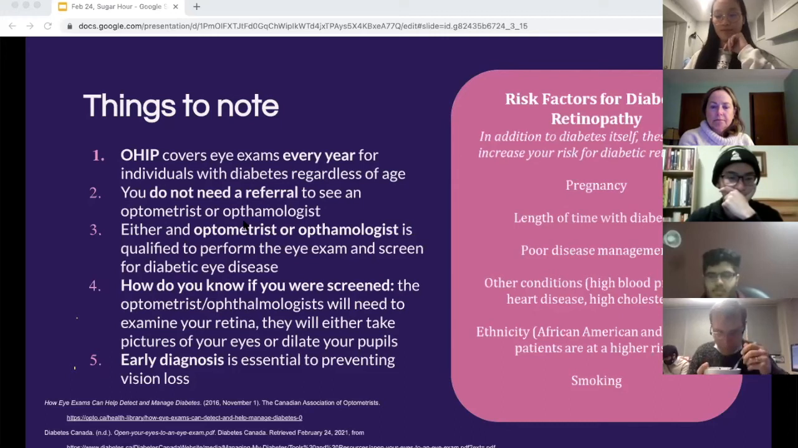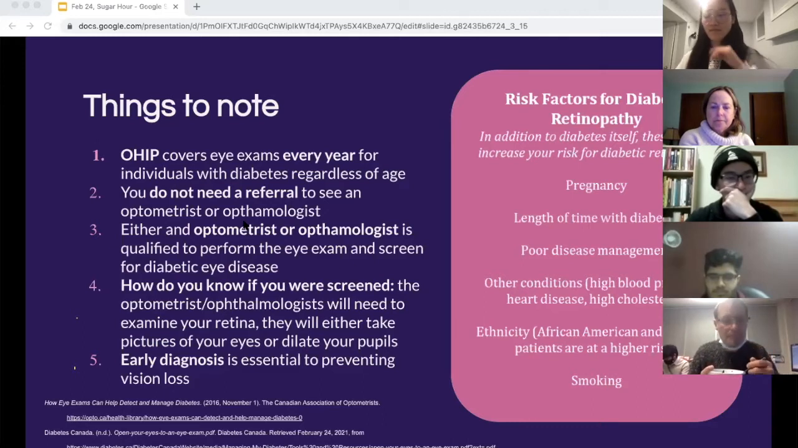Either an optometrist or an ophthalmologist is qualified to perform the exam and make the diagnosis of any of the eye diseases that they're screening for. The main difference is that an ophthalmologist can perform procedures on your eyes, so surgical procedures. Otherwise, both of them are qualified to perform the exam and give you your diagnosis.